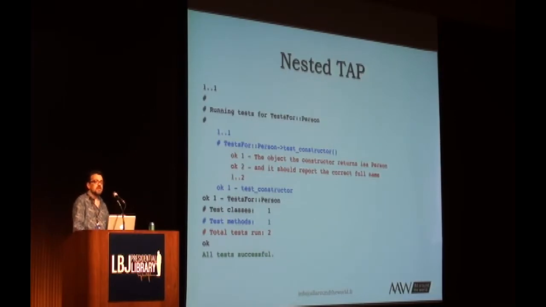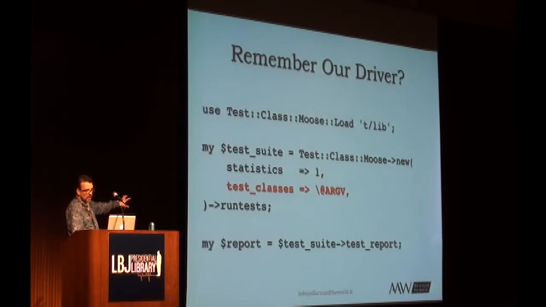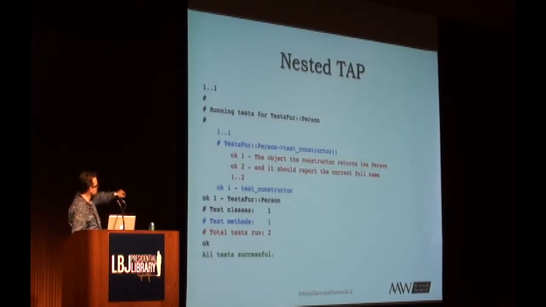And it spits out nested TAP. It doesn't spit it out colored like this. I've just colored it so you can see what goes where. Now, if we actually go back to the driver script, you'll notice the statistics is 1. You pass it a true value at the end of your Test::Class::Moose run. You'll see the number of test classes that were run, the number of test methods that were run, and inside the test methods, those are subtests. It'll tell you how many of those tests were run.